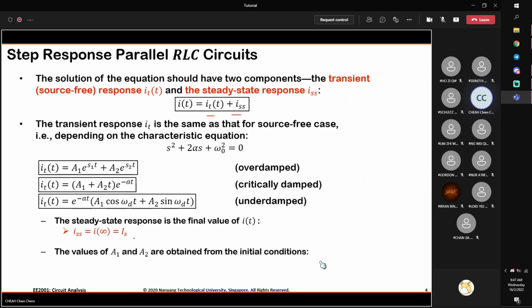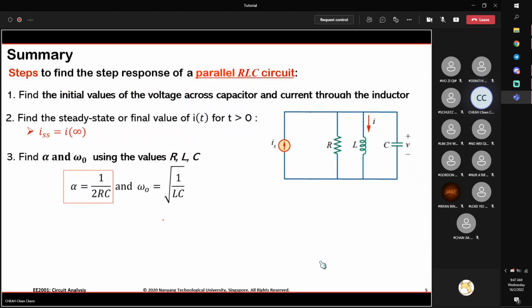And finally, we find A1, A2 by the two initial conditions, right? So the steps are similar. Let us review it. Find the initial values of the voltage across the capacitor and the current through the inductor. This is obtained if there's a switch there. It means that you have to find the steady state values of the voltage across the capacitor and the current through the inductor before switching, right? Before switching, the steady state value before switching.